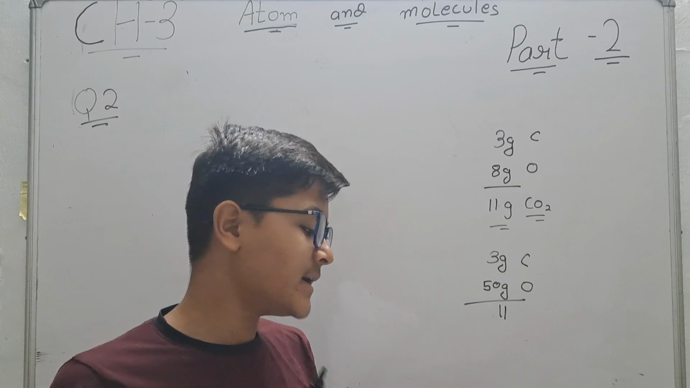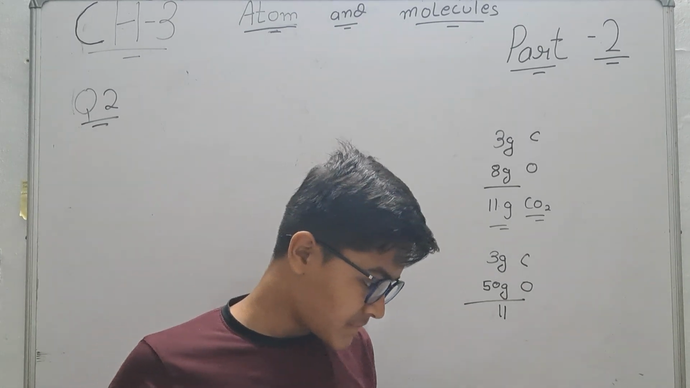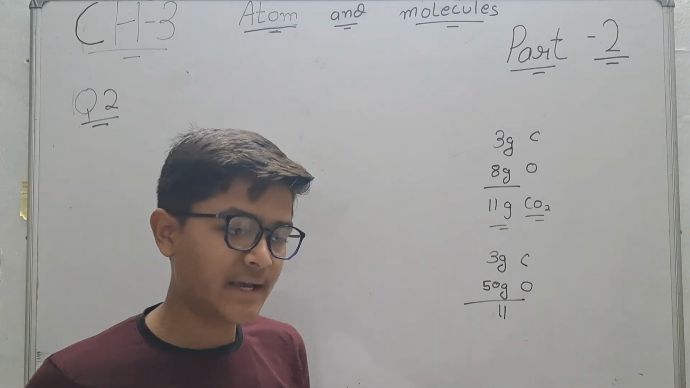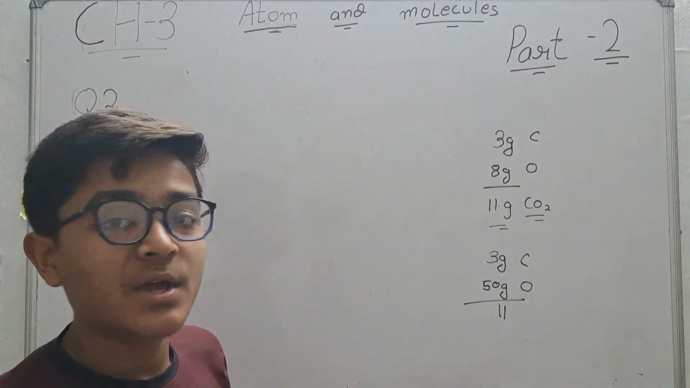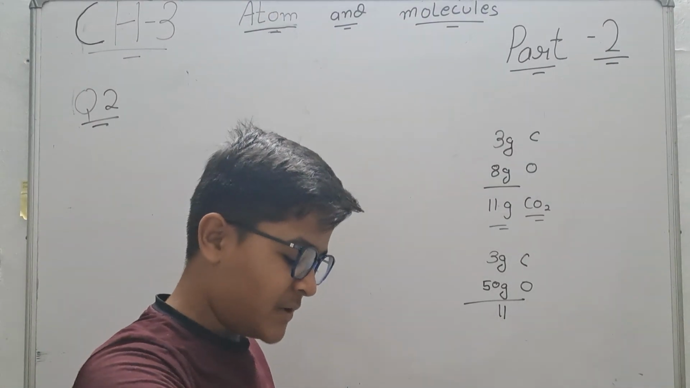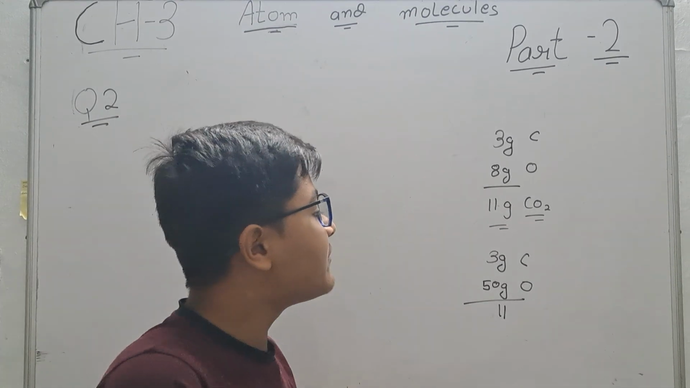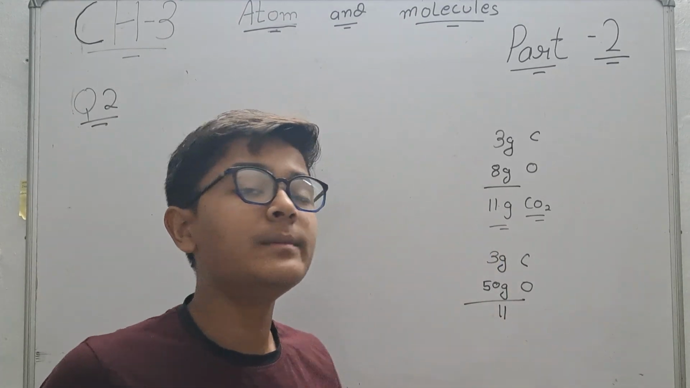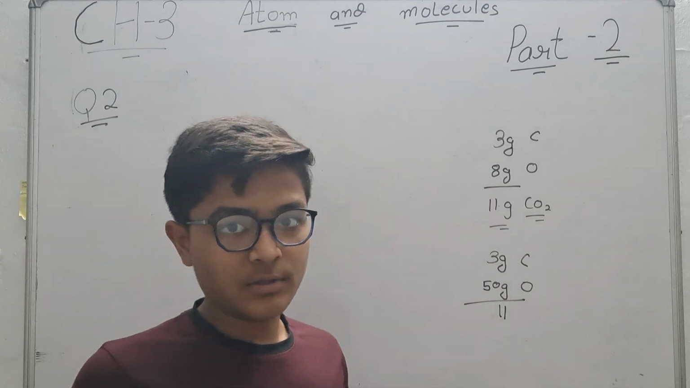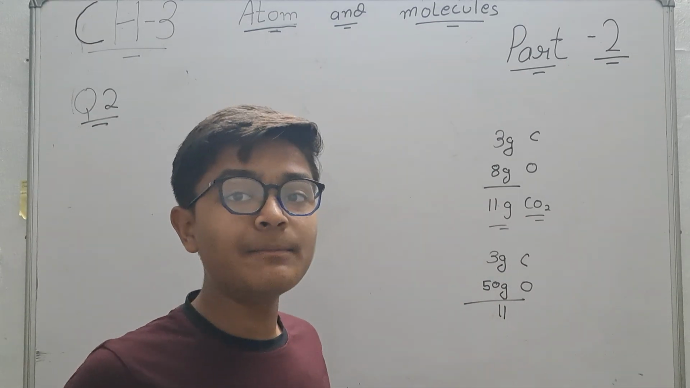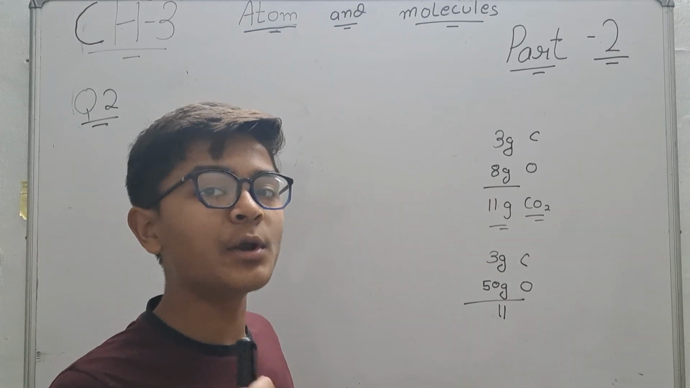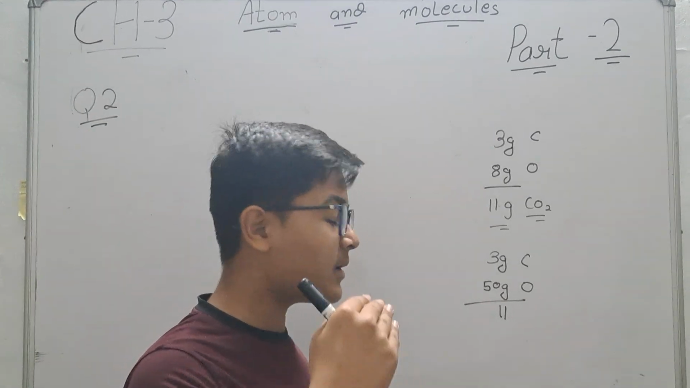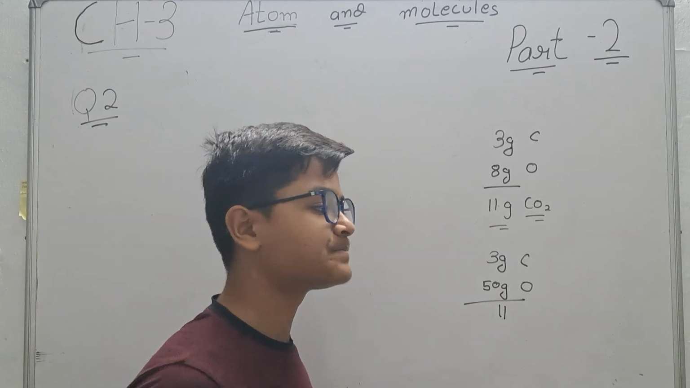Why have I said 11 gram? Students, why have I said 11 gram? Because we know the law of constant proportion. If 3 gram of carbon is burned with 50 gram of oxygen, it will produce another compound or another molecule.